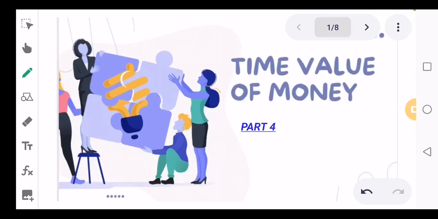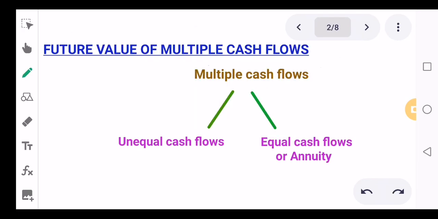Today's topic is time value of money, and we'll be doing part 4 of it. In today's video, we'll be covering the future value of multiple cash flows.